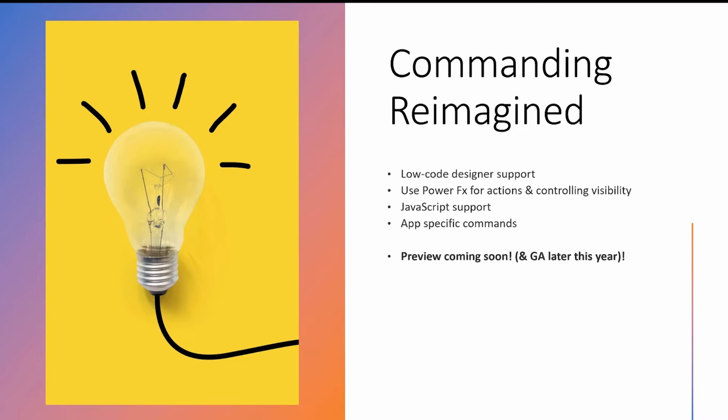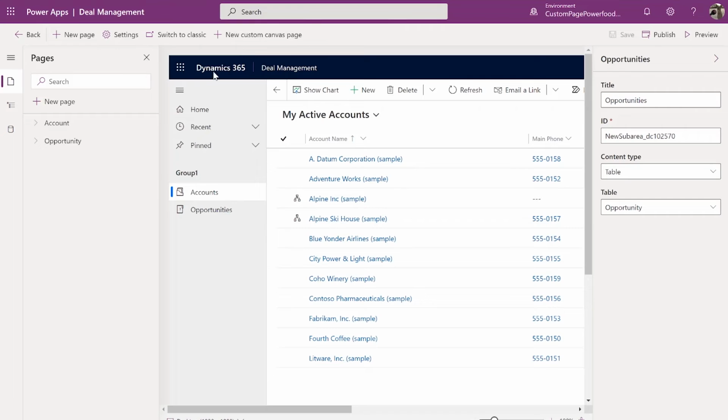But we still have JavaScript support. We don't want to have any cliffs, and so for your more advanced scenarios, you can still use that, and it's easier to do so now. You can also set the commands to a scope of an app. In the past, if you had two apps deployed in the same environment, those would have to share the same command bar. Not anymore. We're very excited to have a preview coming out soon, and the goal is to hit GA by later this year. So now let's dive in and take a look at what we've been working on.